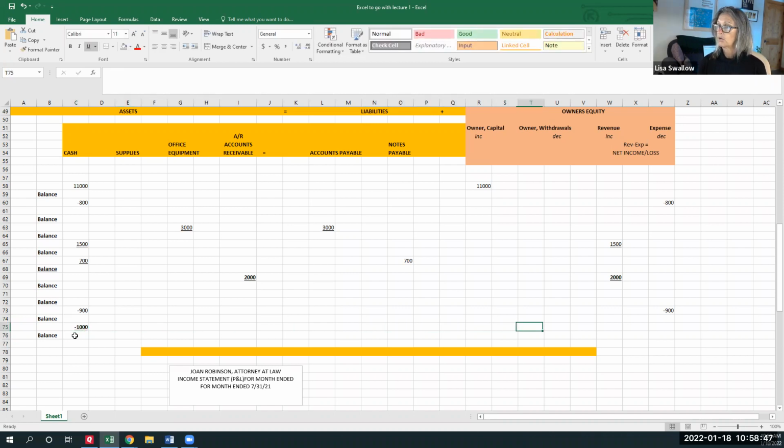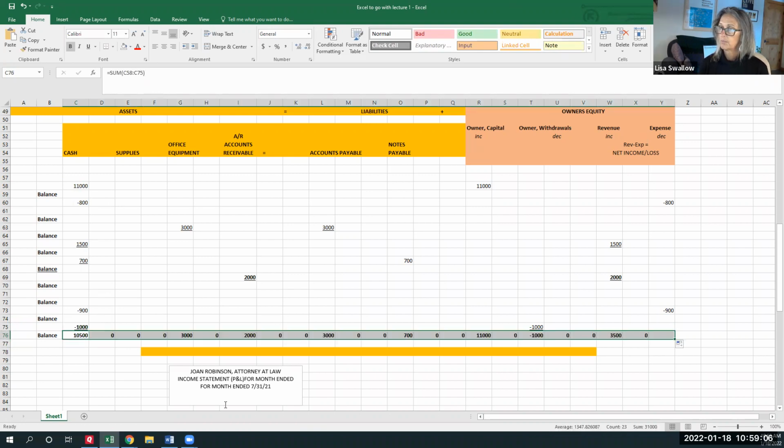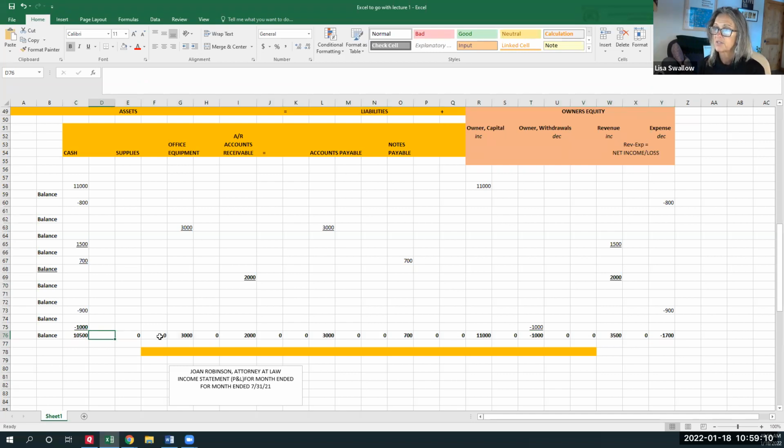And drawing, owner's withdrawals, we know that decreases equity. So there's all the accounts. So I'm going to see what my balance is when I'm done with the whole month. I've got 10,500 in cash, no asset of supplies, 3,000 in office equipment, and 2,000 in accounts receivable.